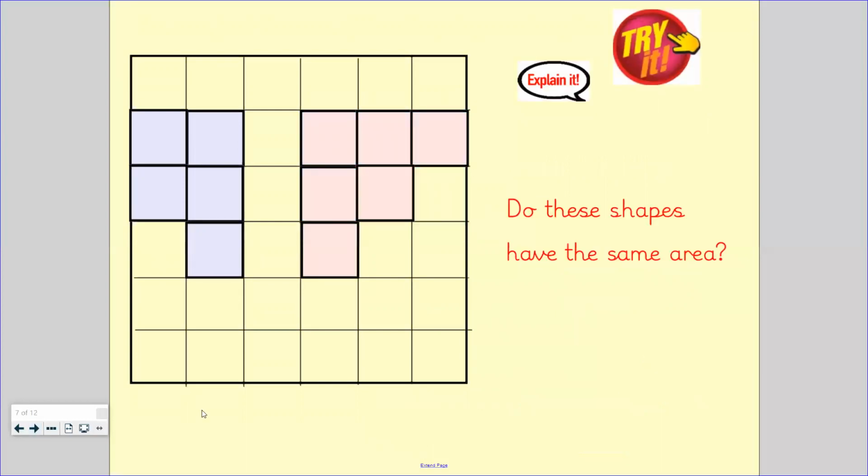So have a look at these 2 shapes and try and work out whether they have the same area. So let's count. This one has 1, 2, 3, 4, 5 squares, and this one has 1, 2, 3, 4, 5, 6. So they do not have the same area.